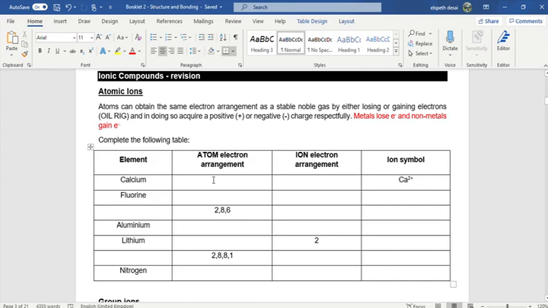So I'll just run through a wee example of this. I think calcium, I'm probably going to get this wrong now. Where's my data book? Calcium is 2882, I did know it.